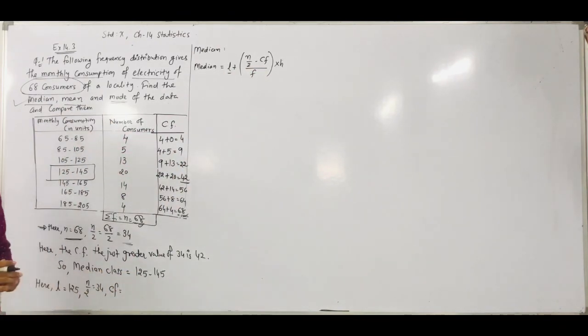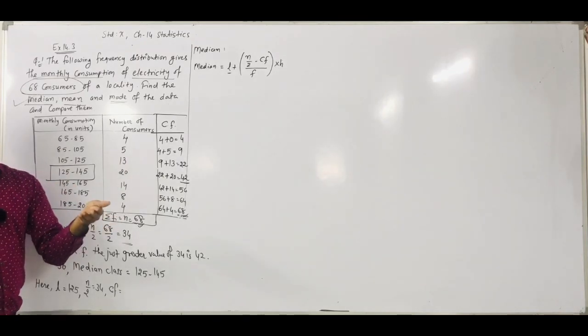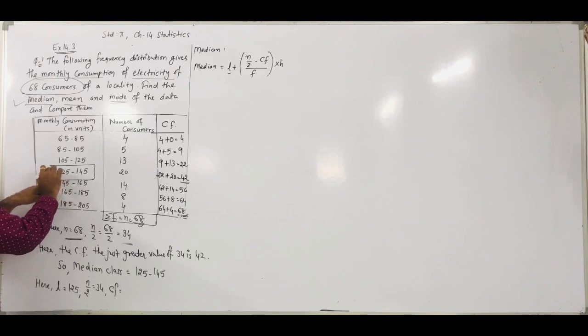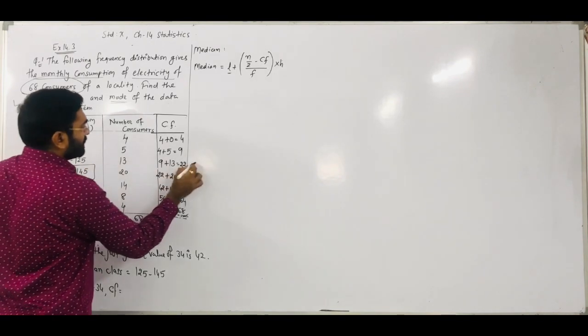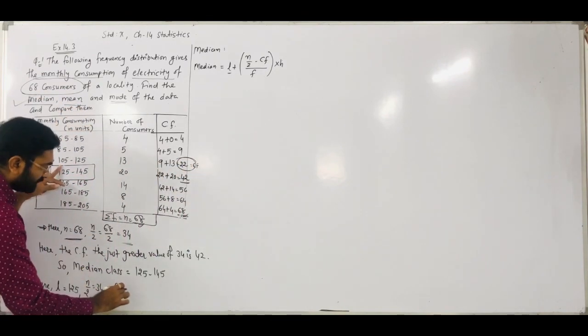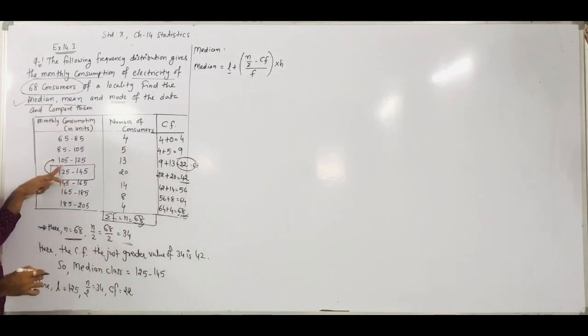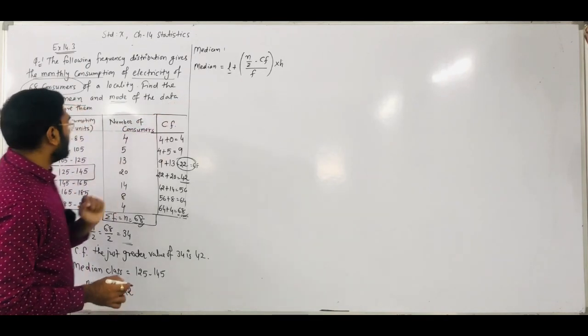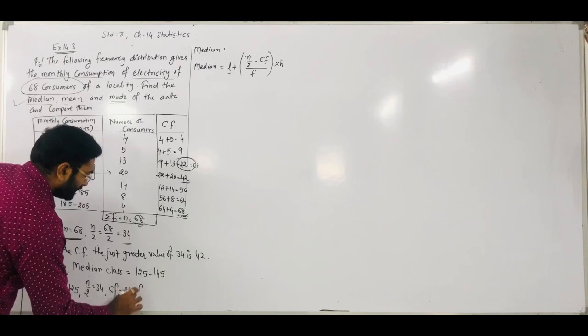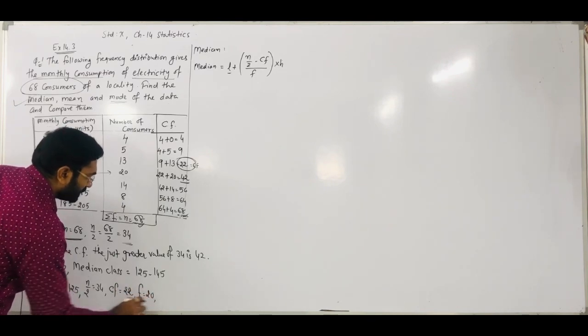It is the cumulative frequency of the preceding class of the median class. So the median class is this one. Its preceding class is 105 to 125. Its cumulative frequency means what? 22. Right? So the CF value is 22. Then the F value we require. F value means the frequency value of the median class. So the F value is 20.